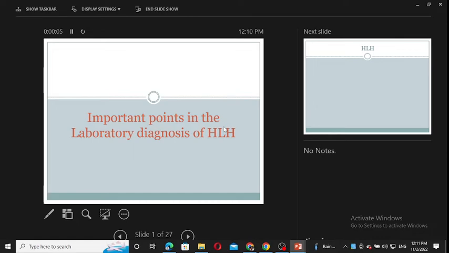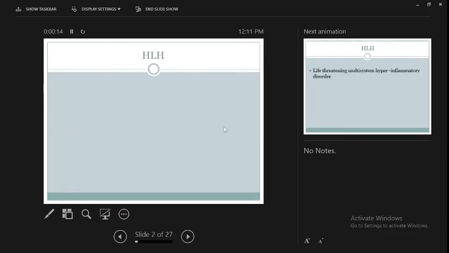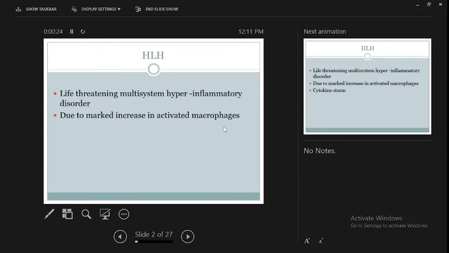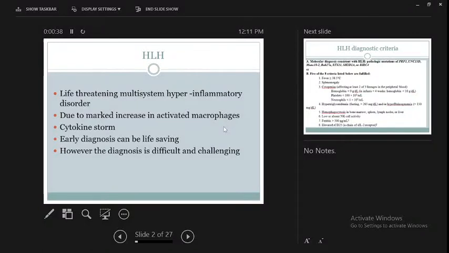I hope to discuss the important points in the laboratory diagnosis of HLH. So, HLH, as we all are aware, is a life-threatening multi-system hyperinflammatory disorder which occurs due to a marked increase in activated macrophages and subsequent cytokine storm. So early diagnosis can be life-saving. However, the diagnosis is difficult and challenging.